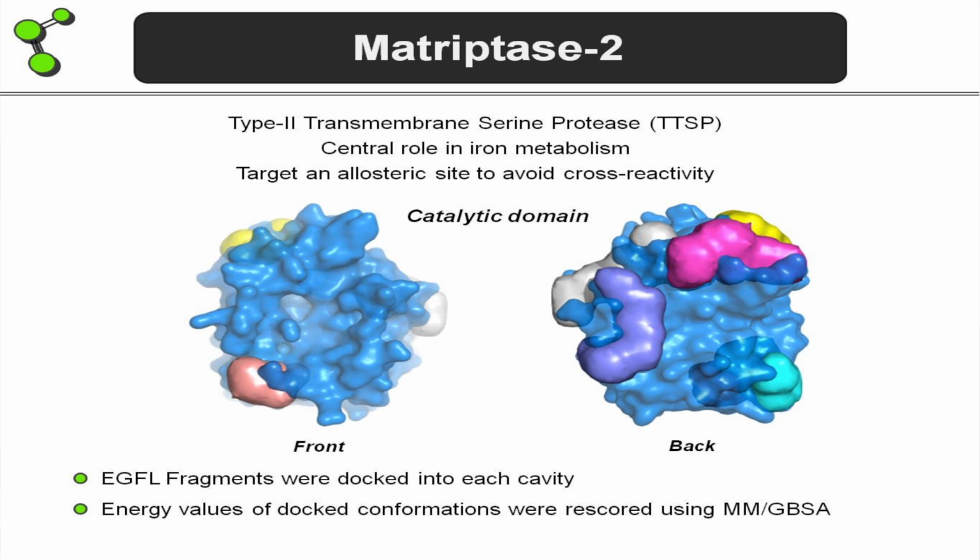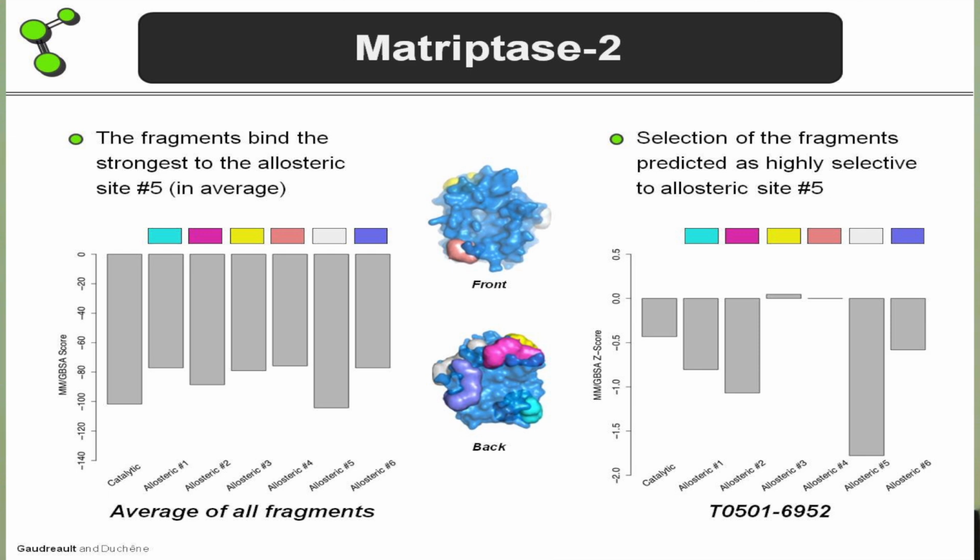So we have docked the entire GFL library into each of these cavities, and we have calculated the energy values of the docked conformations using the MMGBSA potential. We first wanted to identify the hotspots. In which of these cavities do the fragments tend to bind the strongest? Here we use the catalytic site as a reference because we do not want to target this site.